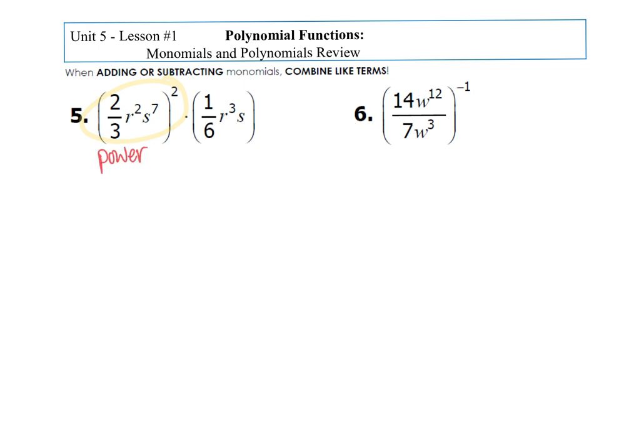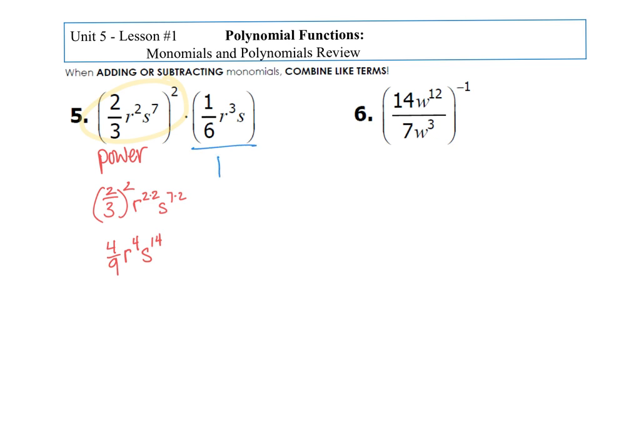Okay, so our regular number, 2/3, we are going to raise this to the second power, or we're going to square it. And then our variables inside, we are going to multiply their exponent. So for r, 2 times 2, for s, 7 times 2. And before I bring down the 1/6 r cubed s, I'm going to keep simplifying this part. So 2/3 all being squared, okay, is going to be 4/9. And then we have r to the 4th, s to the 14th.